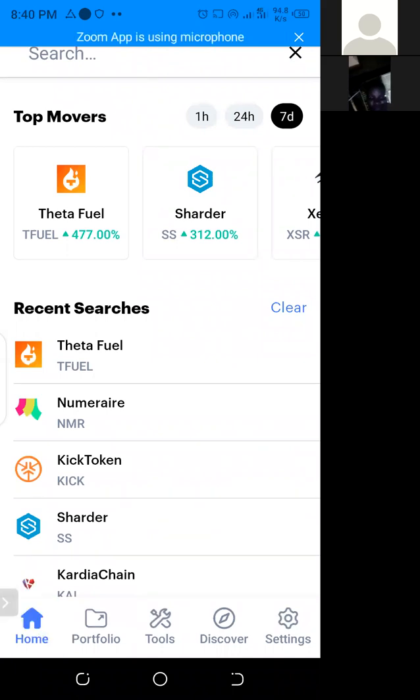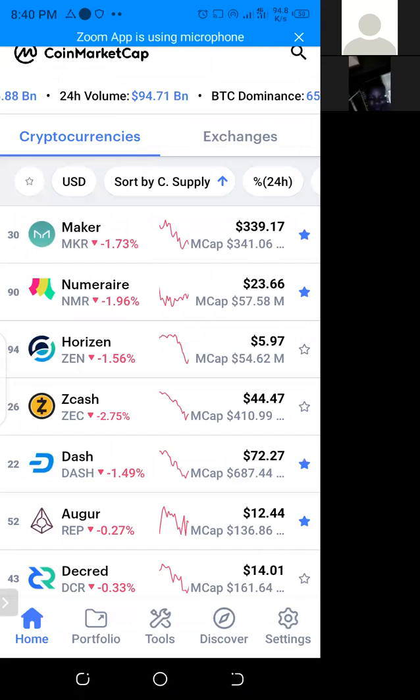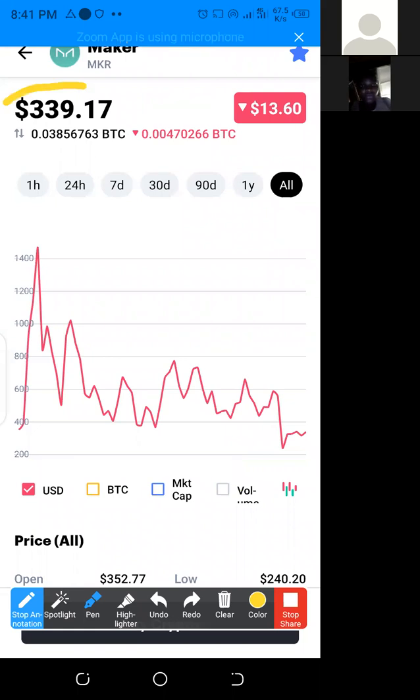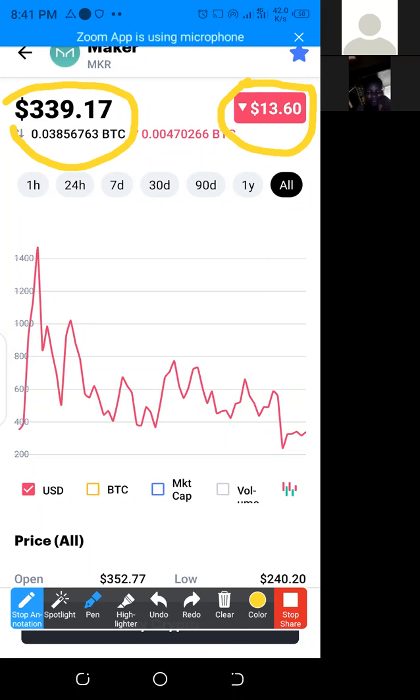Okay. Now, let me just quickly show you another coin. This coin called Maker, right? Let's look at it. By now, even if I don't analyze this, you should be able to analyze this by yourself, based on what we've done. But let me just try and analyze this. Now, how much is Maker right now? We've gotten the price, $339. This one is showing us that the coin is down by $13 from the last price.